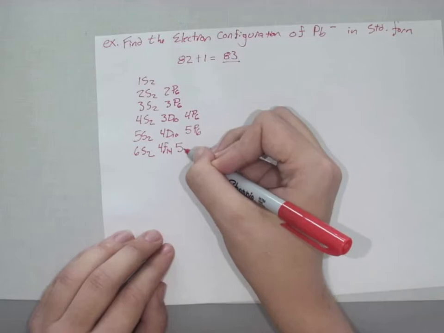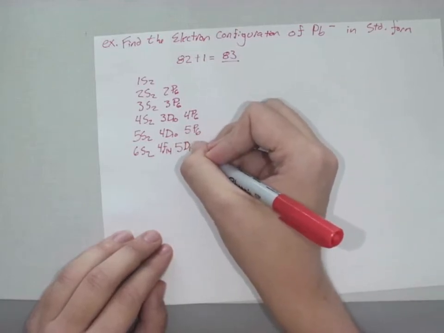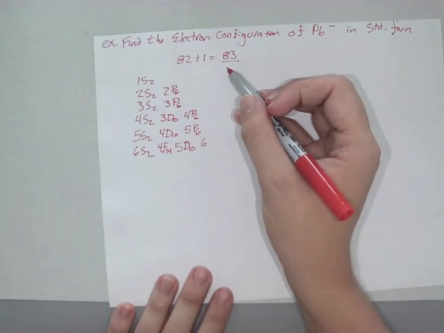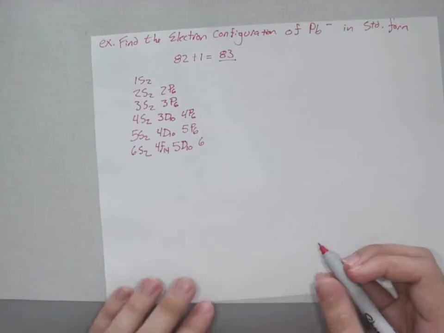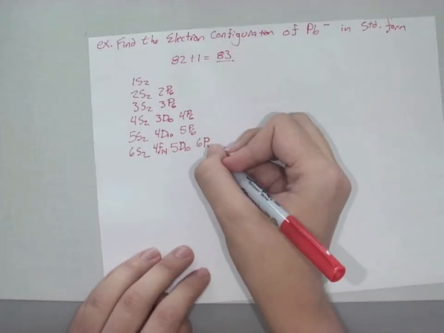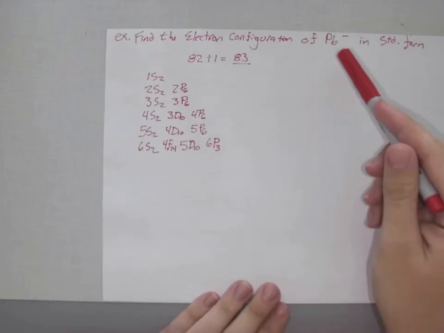Then we'll put our D in. So that puts us to 5d10. And finally we have our last P block, but we're getting close to our 83 now. So in order to get to 83, we need another 3 electrons. So instead of making this 6p6, we'll make this 6p3. And that's how you get it in standard form for lead with a minus charge.